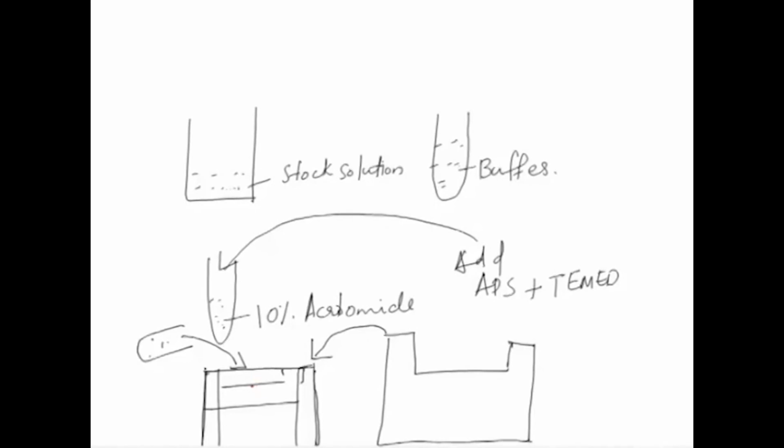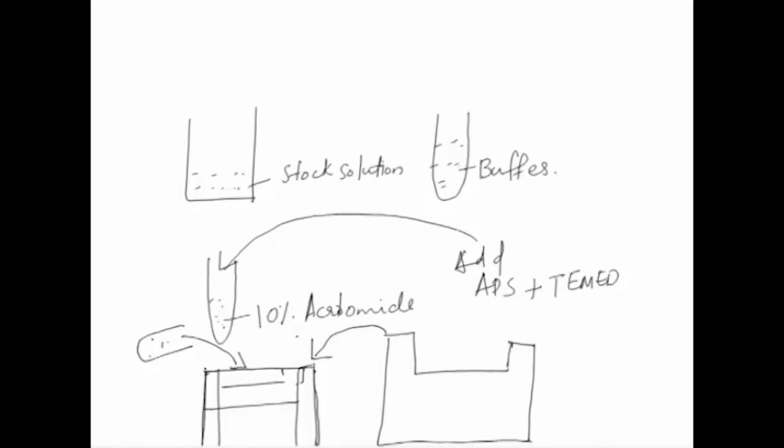Now, if it is a single gel, like only a resolving gel, you will pour it to the top. If it is a stacking gel and a resolving gel, the resolving gel will be poured first, say up to this height, and then the stacking gel will be put in here. All right. So, this we will be discussing later on.